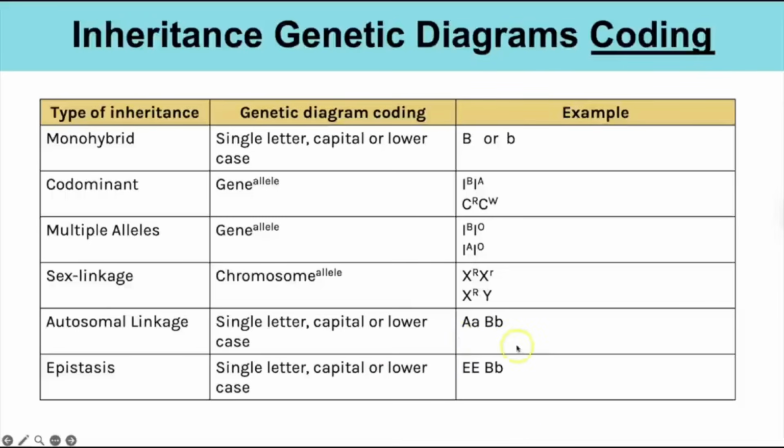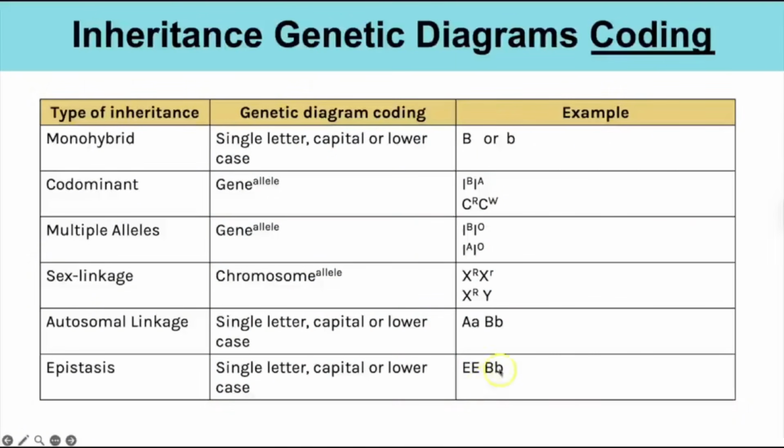Autosomal linkage, this is where we said you have 2 different genes on the same chromosome. And usually this is just done with simple monohybrid inheritance. So 1 letter to represent the gene and then capital and lowercase for dominant and recessive, and that's for both genes. Same with epistasis. This is when 1 gene masks or modifies the expression of the second gene.